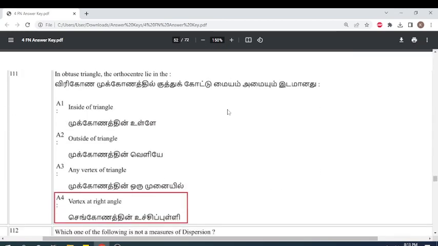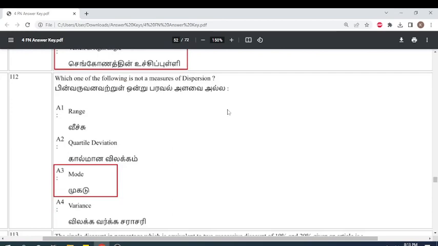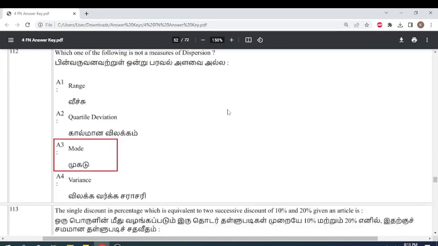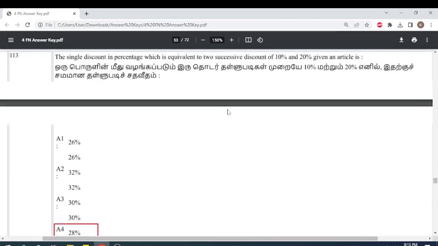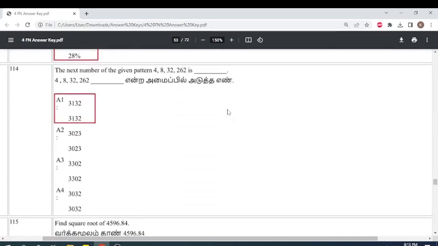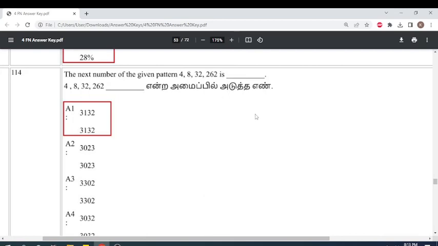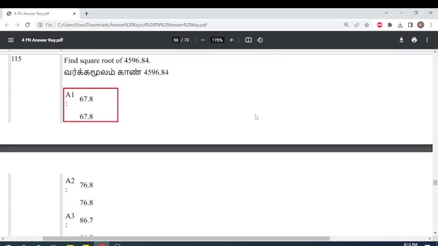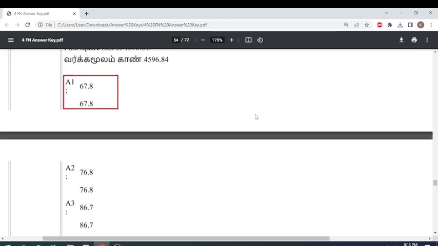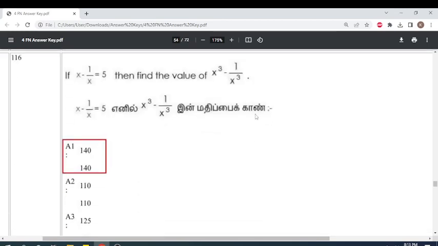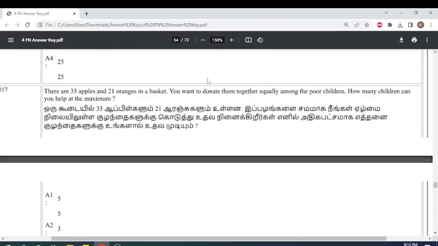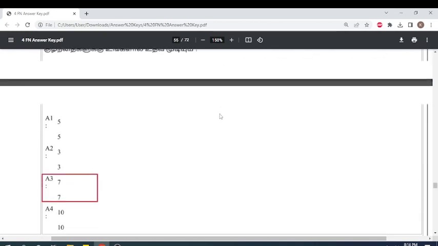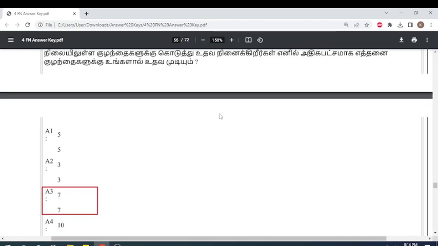111 question kaana answer A4. 112 question kaana answer A3. 113 question kaana answer A4. 114 question kaana answer A1. 115 question kaana answer A1. 116 question kaana answer A1. 117 question kaana answer A3.